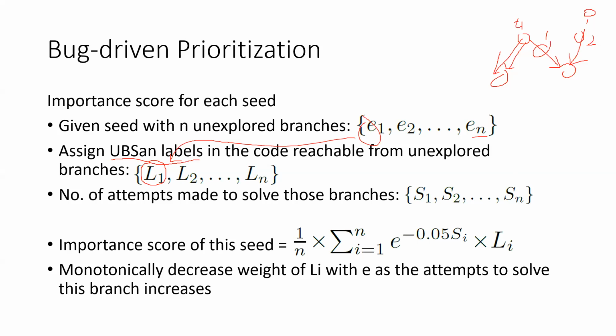Yeah. So let me rephrase here. Suppose this is E1, and it can reach those two branches, and these two branches will be considered as L1. Yeah. Okay.